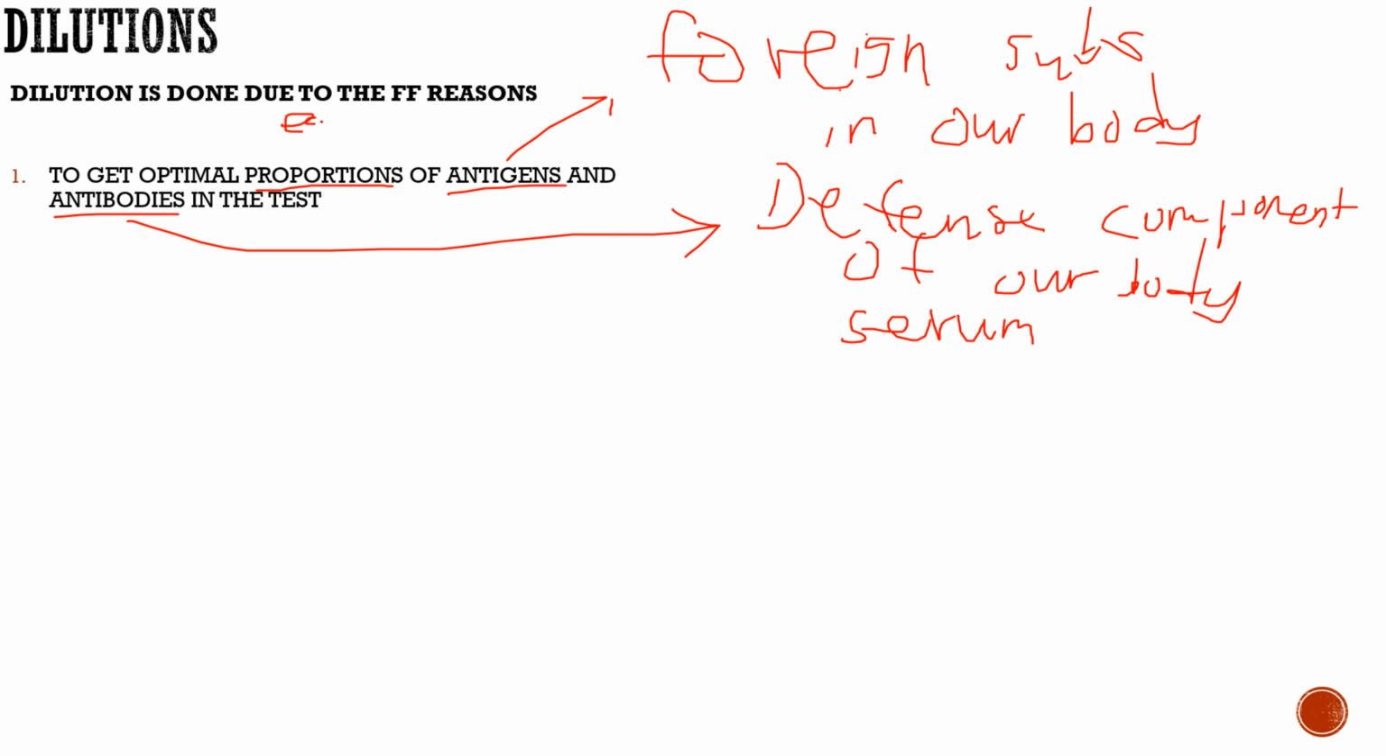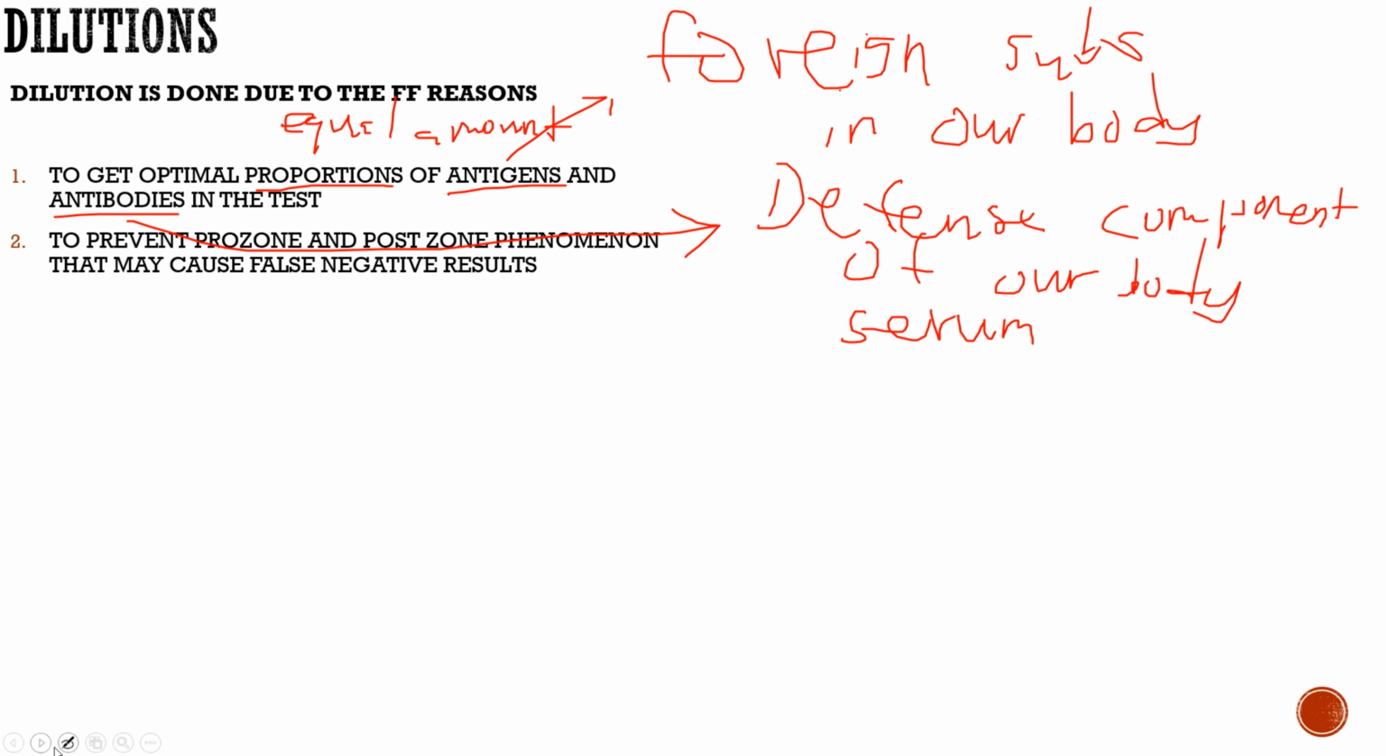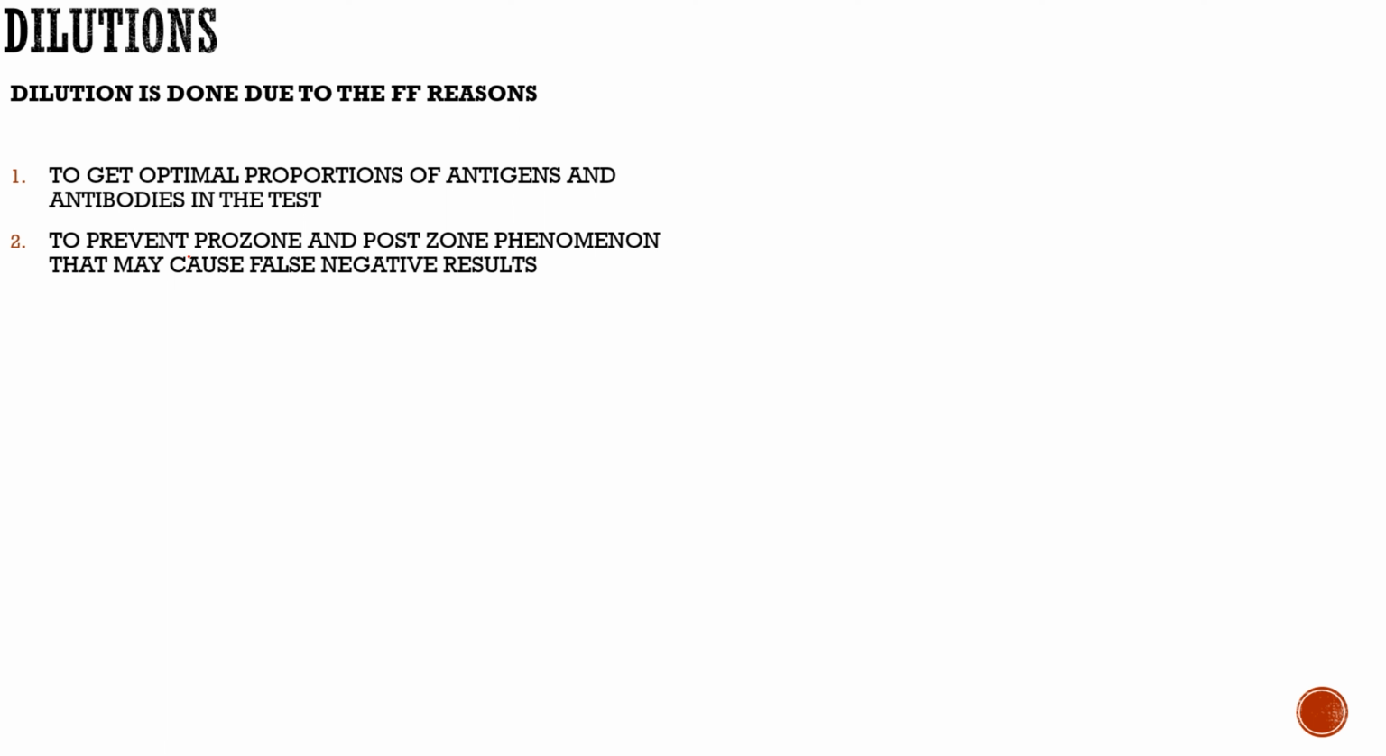You want an equal amount of antigens and antibodies, because if there is too much antigen, or too much antibodies, it can lead to erroneous results, which I will explain in the next part. Now, the reason you want to have a proportionate amount of antigens and antibodies is to prevent the so-called prozone and postzone phenomenon.